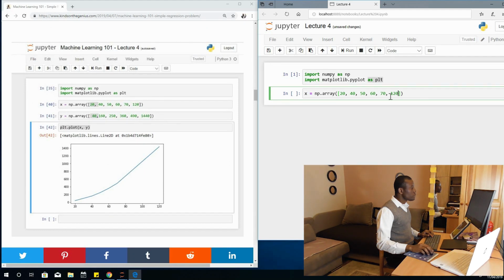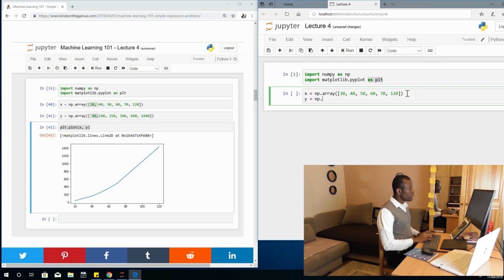So let's continue. I'm going to take the next one. Y is equal to. I recommend you make sure you follow everything exactly the way I'm doing it, because after now we are going to be moving to something a bit more challenging, but we are actually going to be easing into the whole class so that you will not even notice when it becomes a bit difficult. So enter all the data. We have 1440. Am I missing anything? 40, 160, 250, 360. Alright.